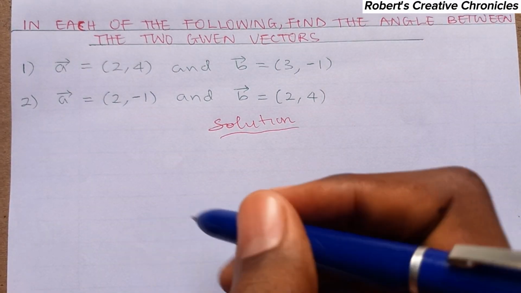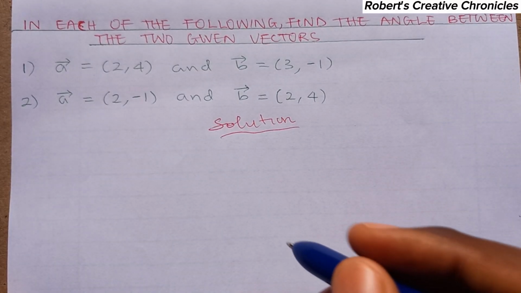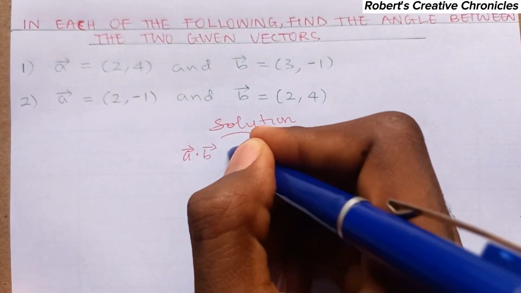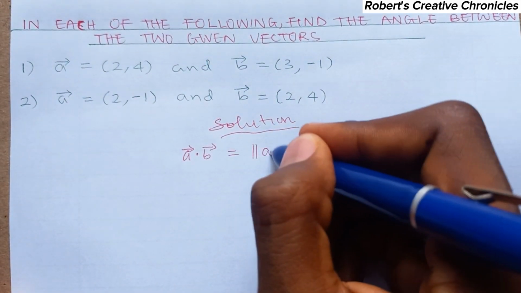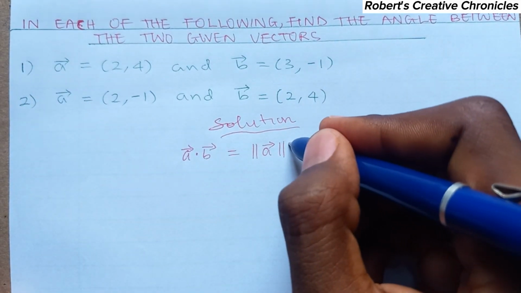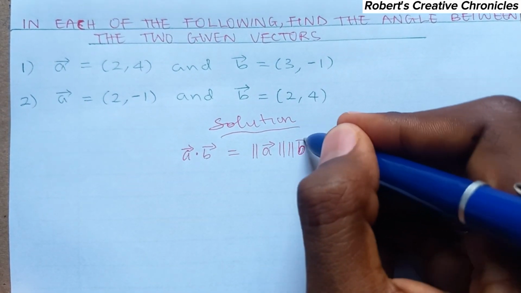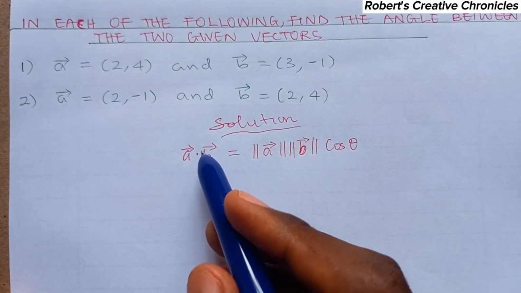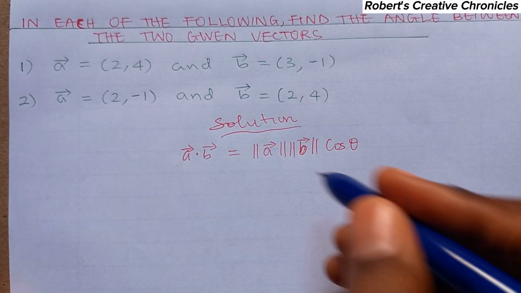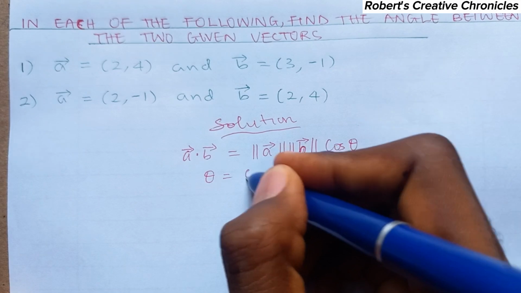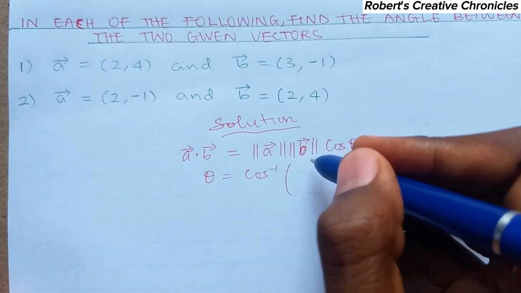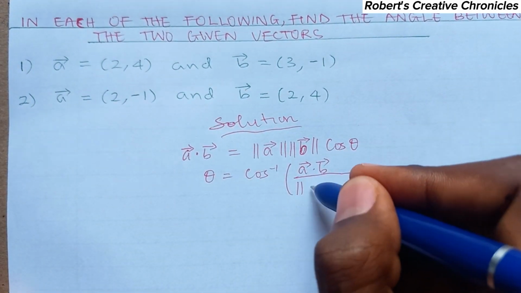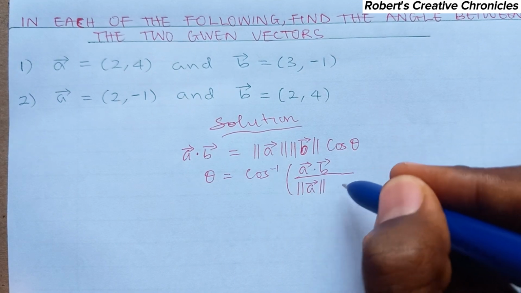To find the angle between two given vectors, the formula is: the dot product is equal to the magnitudes of the two of them multiplying each other times cos theta, whereby theta is the angle between these two vectors A and B. So theta will be equal to cos inverse of the dot product over the product of the two magnitudes.